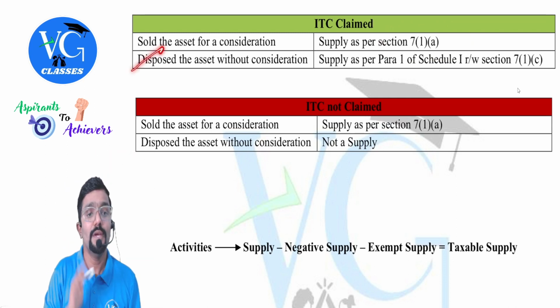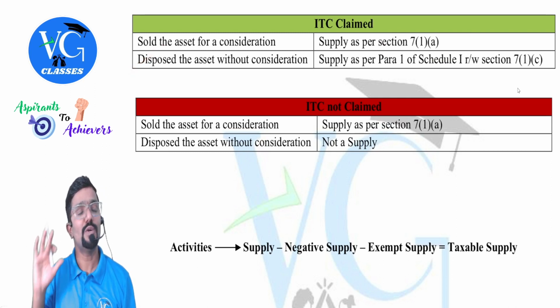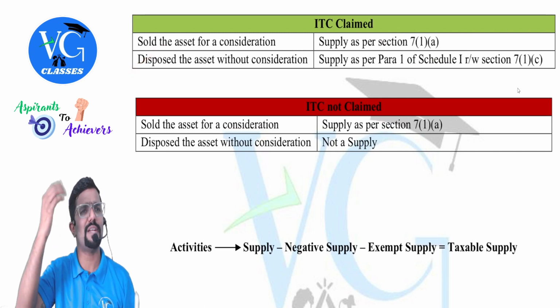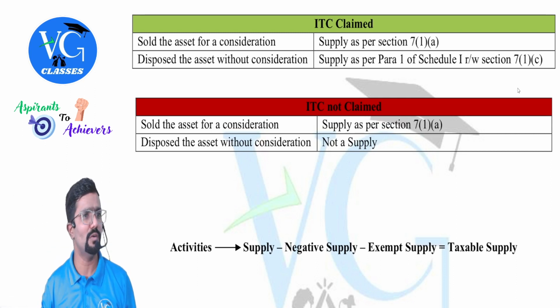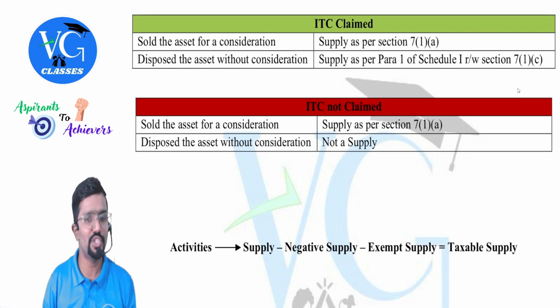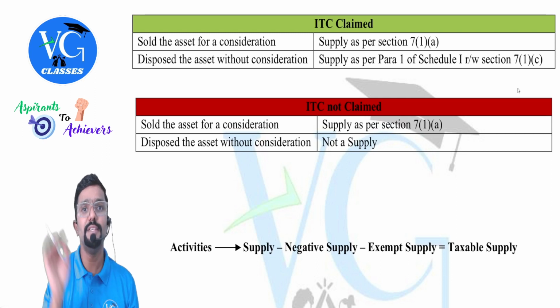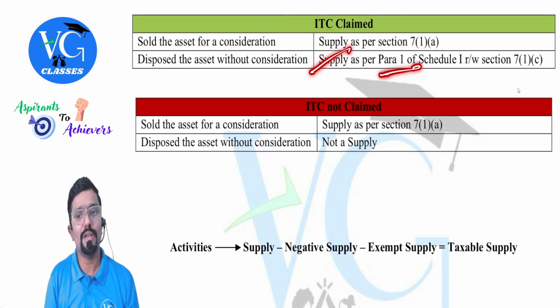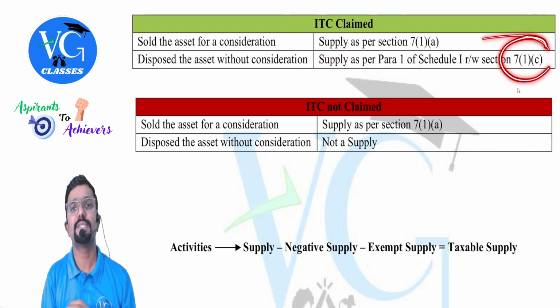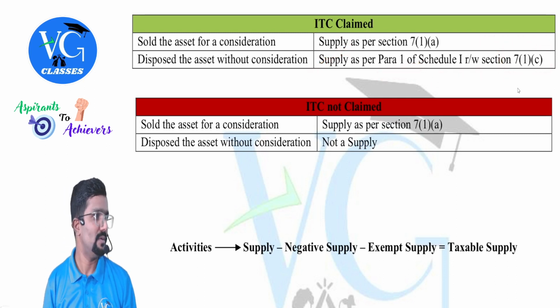Next, disposed the asset without consideration. Thrown it off. I have purchased, claimed the credit, and after a few years I'm just throwing it on the road, or I gave it to you freely. Enjoy. Is it a supply? Yes, because ITC was claimed. Supply as per what? Para 1 of Schedule 1, read with section 7(1)(c).